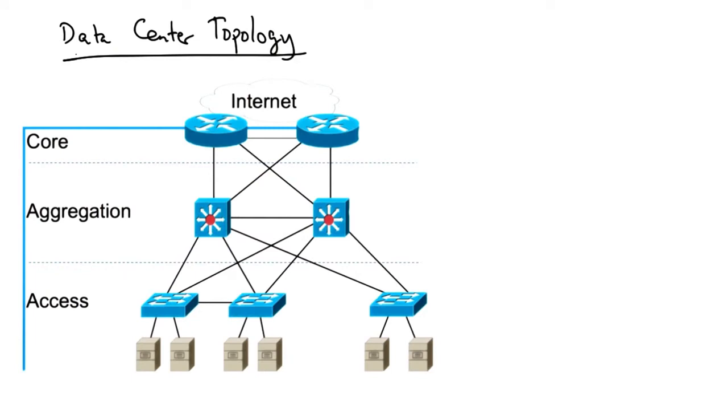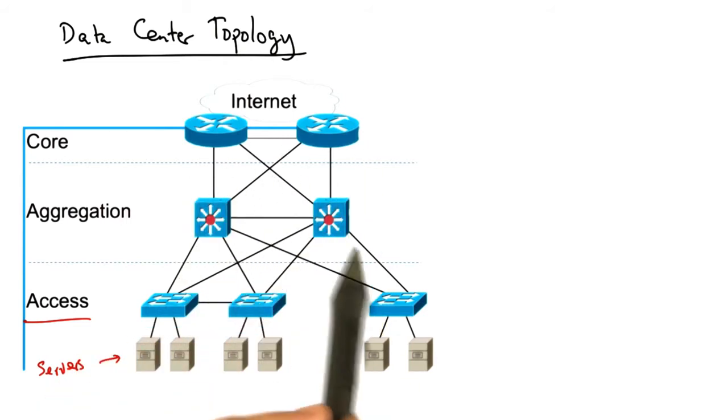To understand these challenges in a bit more detail, let's take a look at a typical data center topology. A topology typically has three layers: an access layer, which connects the servers themselves, an aggregation layer, which connects the access layer, and then the core.